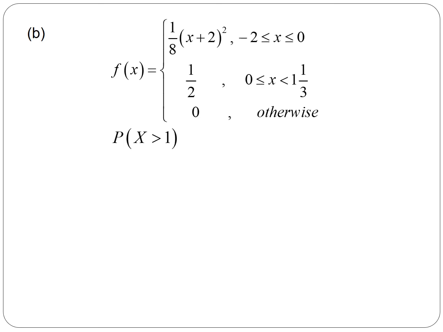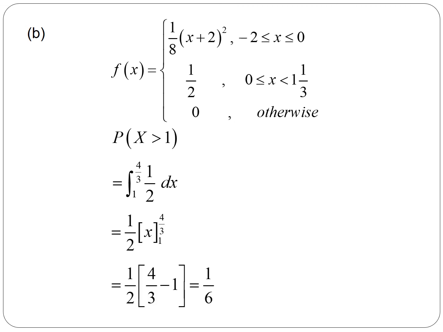Finding the probability of x greater than 1. So we only have x from 1 to 4 over 3. So you integrate, you have this. Substitute, so the probability of x greater than 1 is 1 over 6. Okay, straightforward if you know how to integrate.